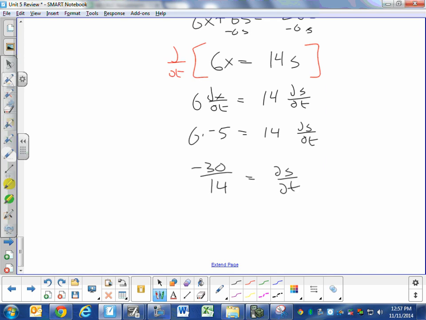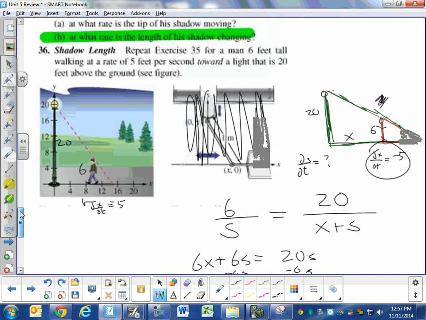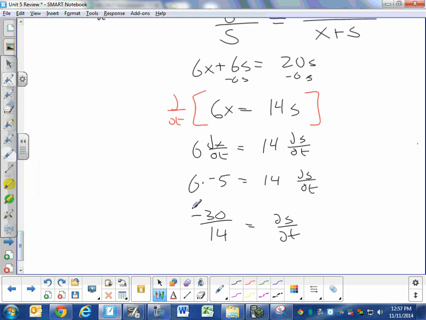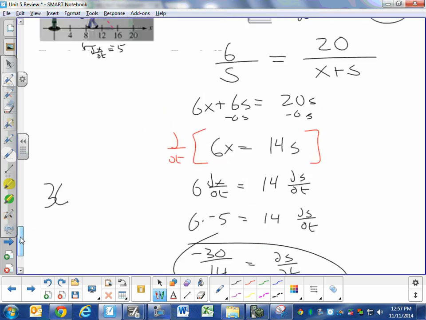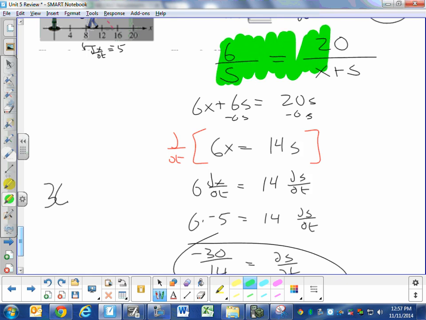That was problem 36. And it all starts with this. On the back of your example problems, do the lamppost problem with this situation. So this is from last class.